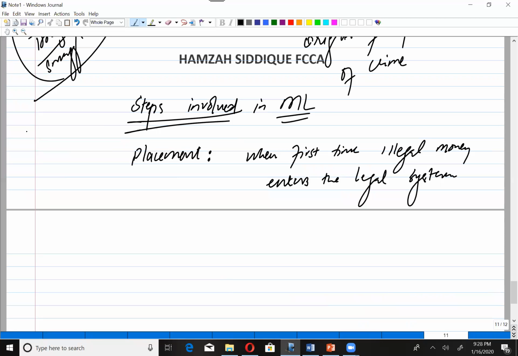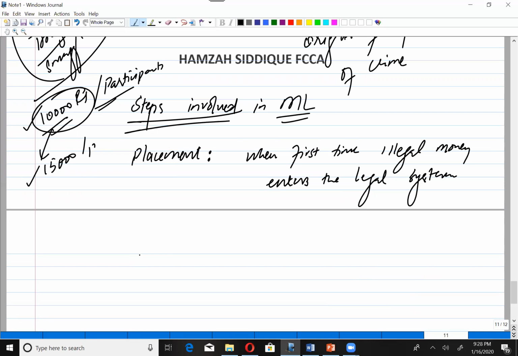there is an organization which is arranging training for people, and they actually receive 10,000 rupees per participant. But when they receive this, they record 15,000 per participant. So the difference between receiving and recording is 5,000. So they may be injecting their illegal source from themselves. So this stage is called placement.